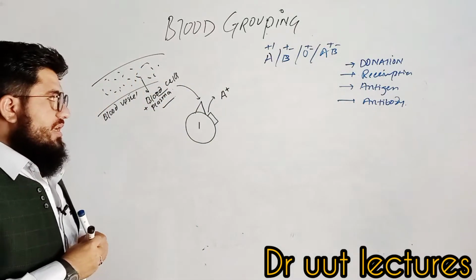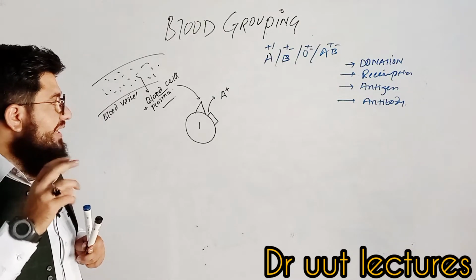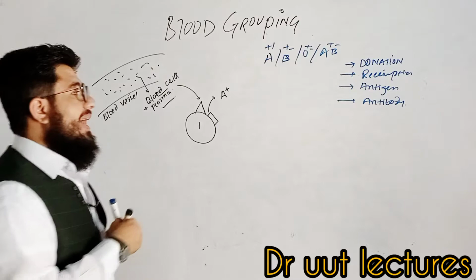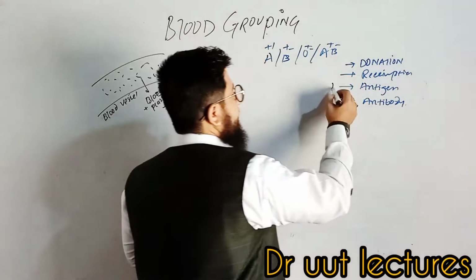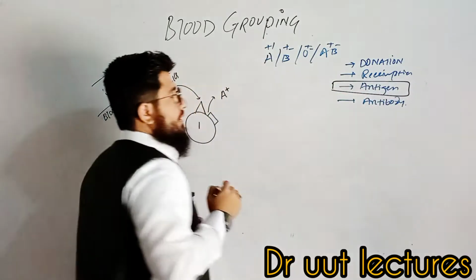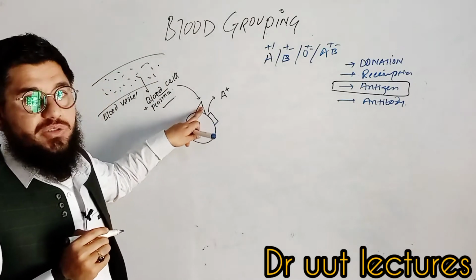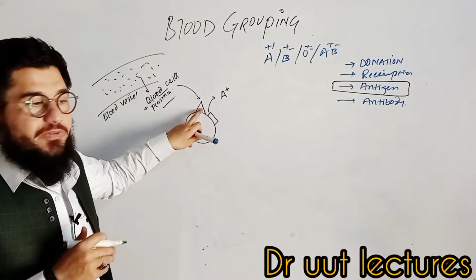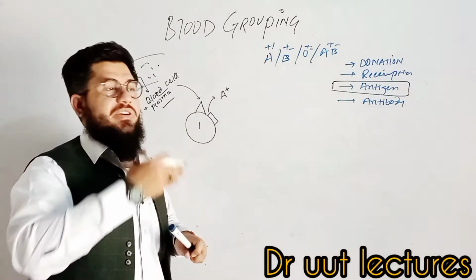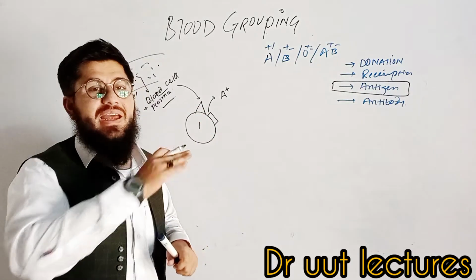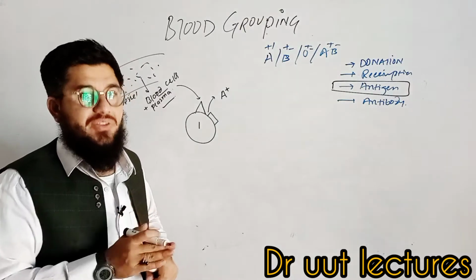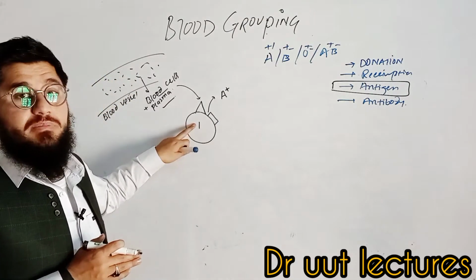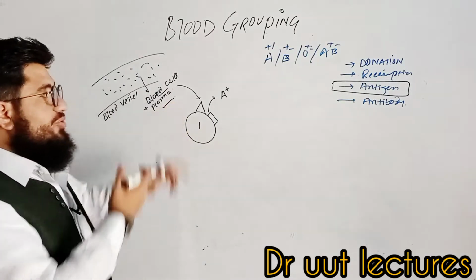Very simple. The structure that you see on the blood cell is called an antigen. This is a very important point: antigen. These are mostly proteins here, and antigens can be of different types: proteins, carbohydrates, lipids. It can be anything. But regarding blood cells, you must remember that mostly these are proteins.